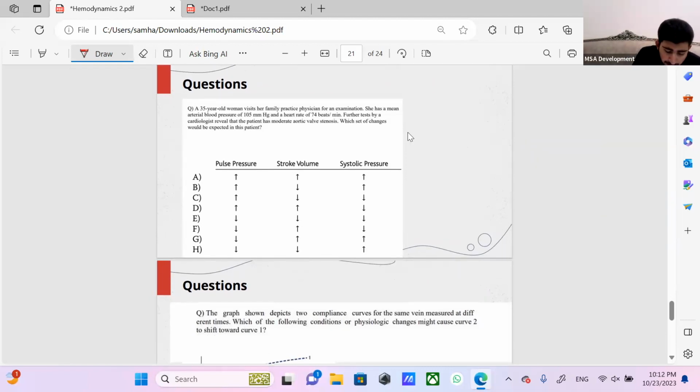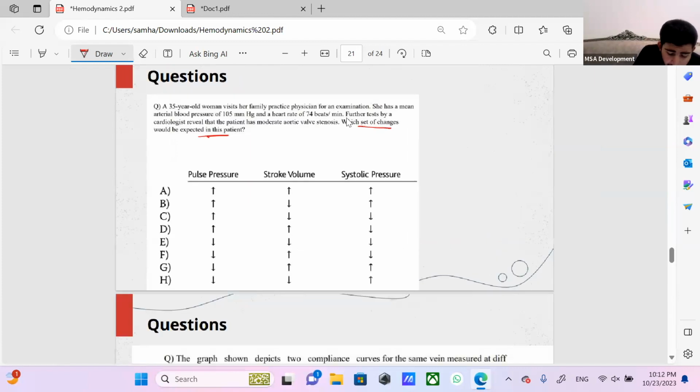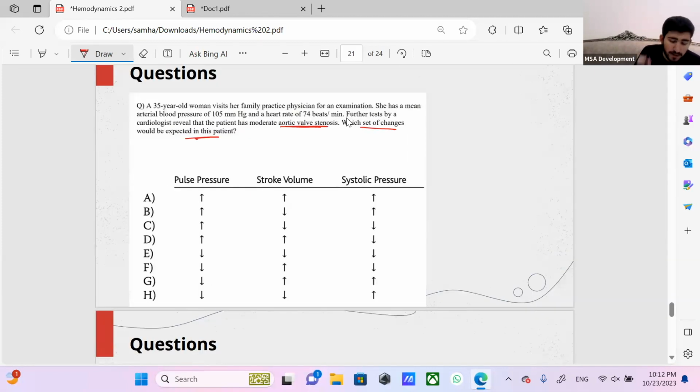A 35-year-old woman visits her family. She has a problem with her main artery, a very big case, let's say. Which set of changes would be expected in this patient? And what does this patient have? It has aortic valve stenosis. Okay, what do we say about aortic valve stenosis? This is the normal, and in aortic valve stenosis, it gets narrower. So it becomes like this.